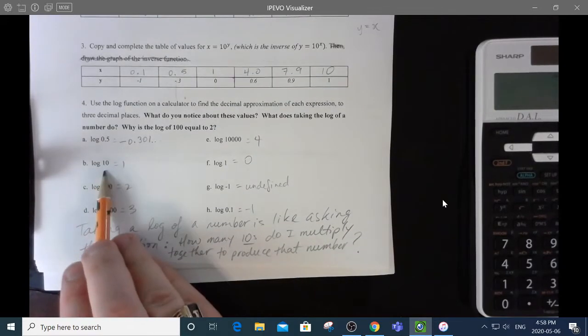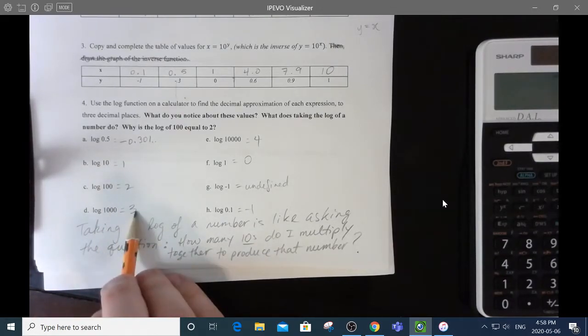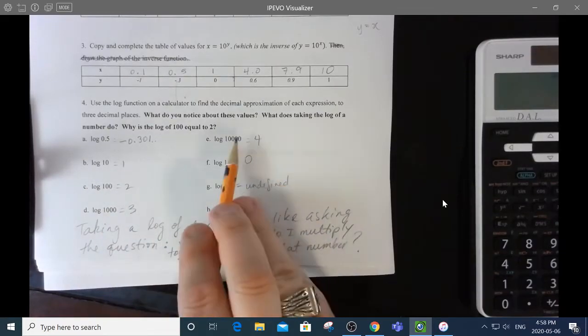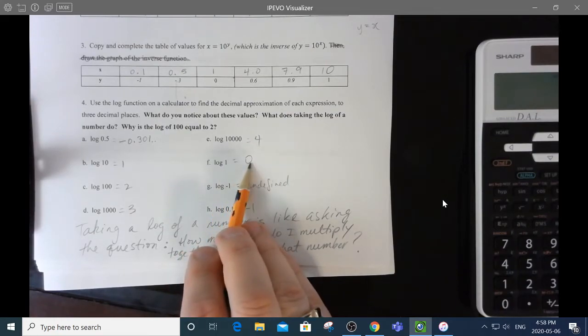How many 10s do I got to times together to make 10? I just need 1. How many 10s do I got to times together to make 100? 2. Take 3 10s together and I get 1,000. 4 makes 10,000. How many 10s do you times by itself to get 1? None. That's just the weirdness of the power of 0.